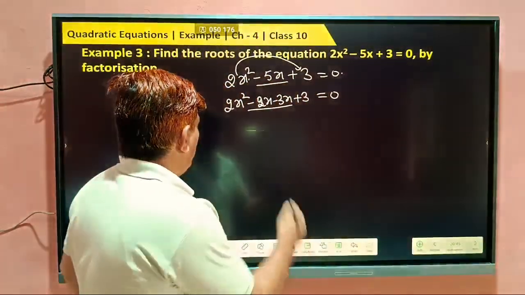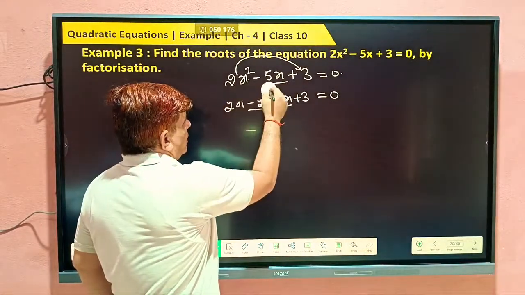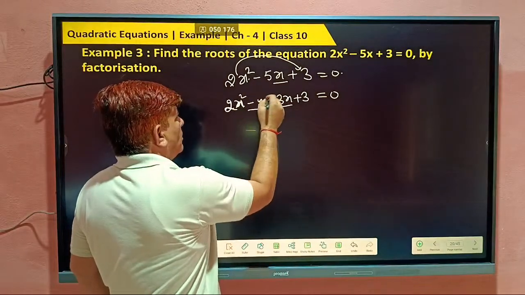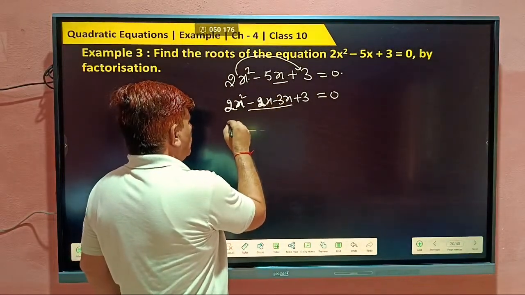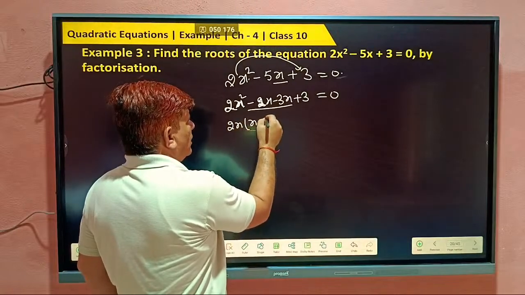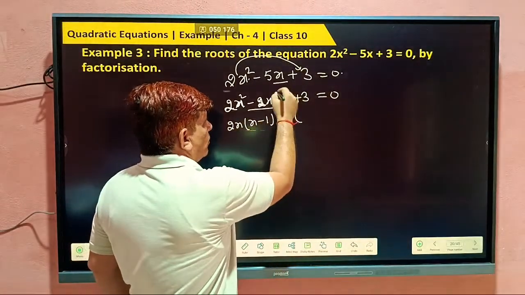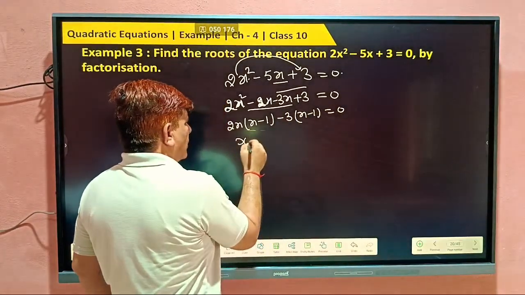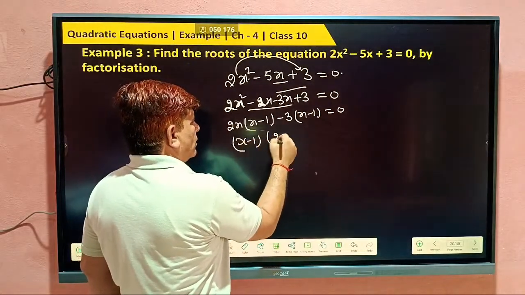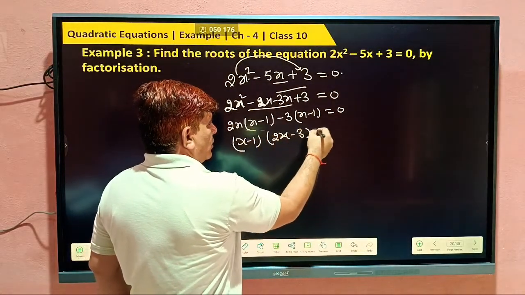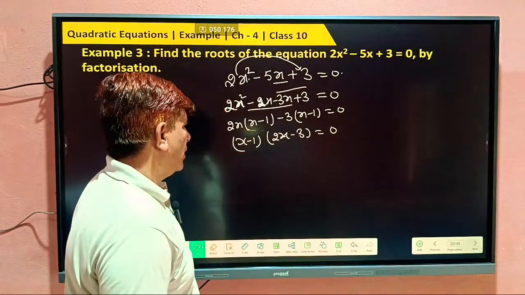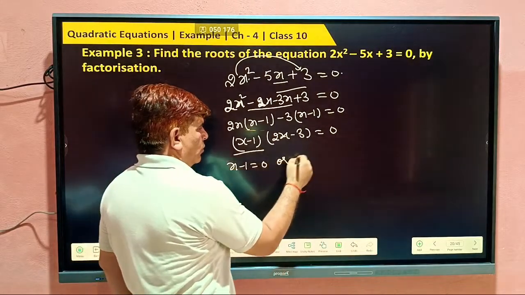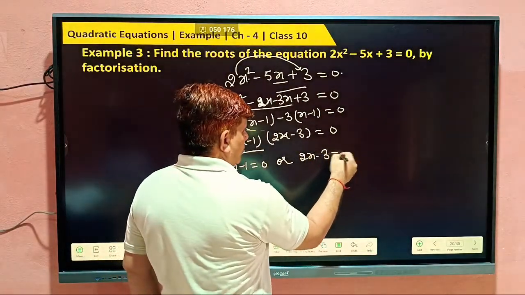If not satisfying step number 1 and step number 2, it means you are wrong, applying the wrong method. So I have taken 2 common first. 2x square minus 2x: what's common? 2x common, x minus 1. Minus 3 taken common from these, so x minus 1. Now what's common? x minus 1 is common. So 2x minus 3 equal to 0. You have to find the roots, so put this equal to 0. x minus 1 equal to 0, or 2x minus 3 equal to 0.